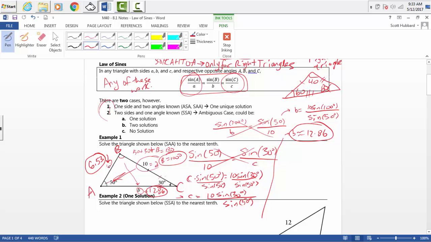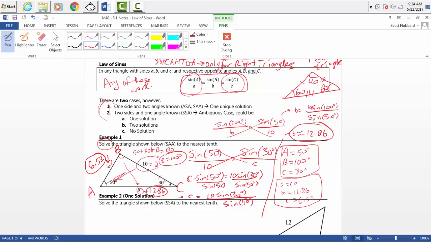Okay, so we've solved that triangle now. So now we know all the angles, all the sides. We know A is 50, B is 100, C, these are all degrees, is equal to 30, and we know little a was 10, little b was 12.86 roughly, and little c was equal to 6.53. Okay, that's what we mean by solving a triangle. Remember, solving means that you find out all the sides and the angles.